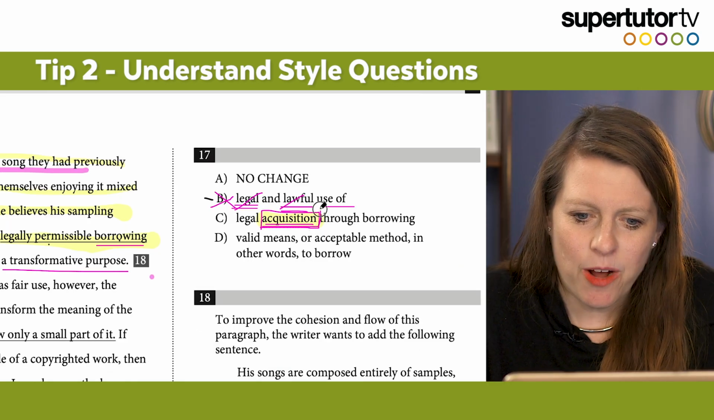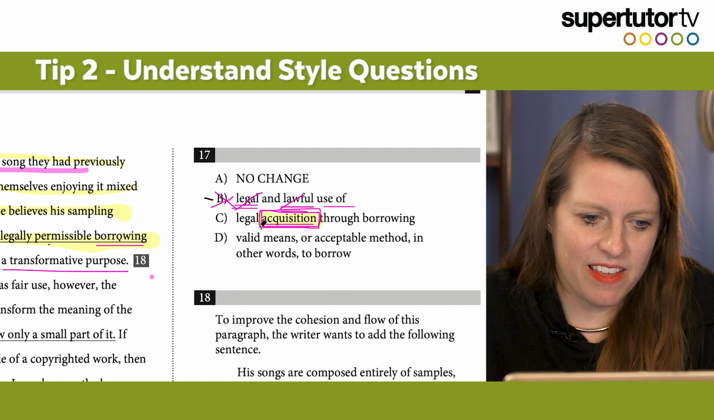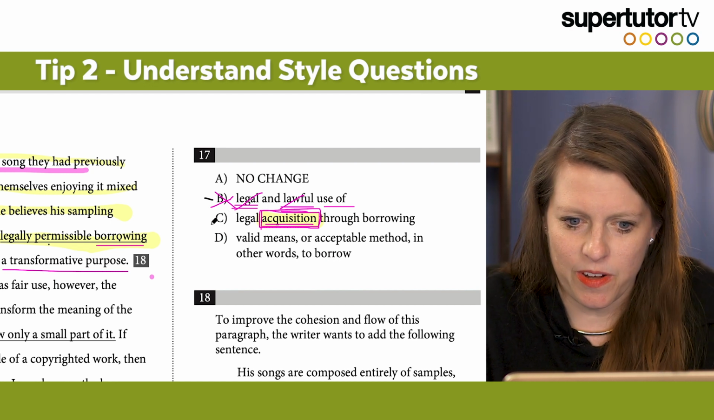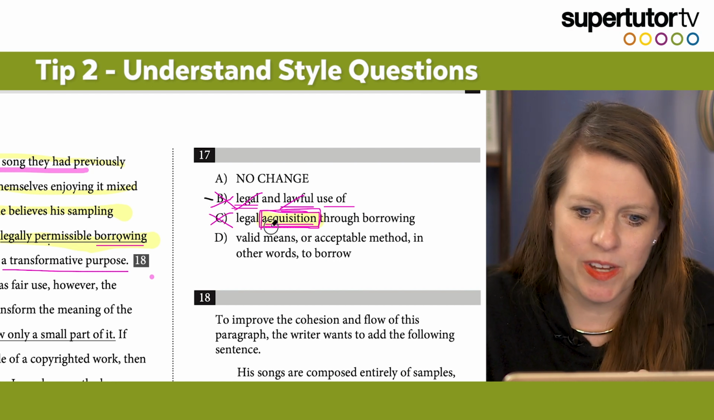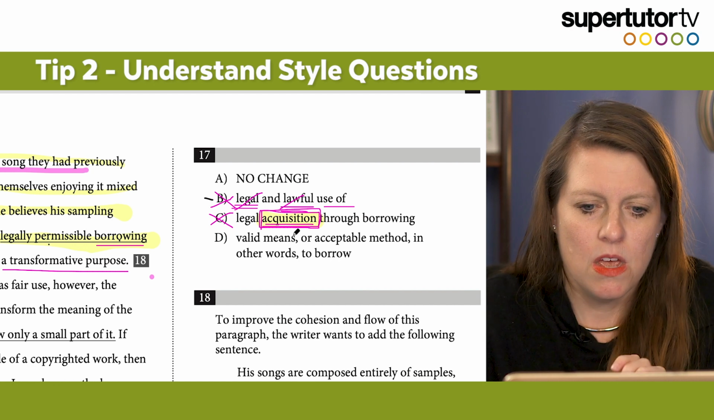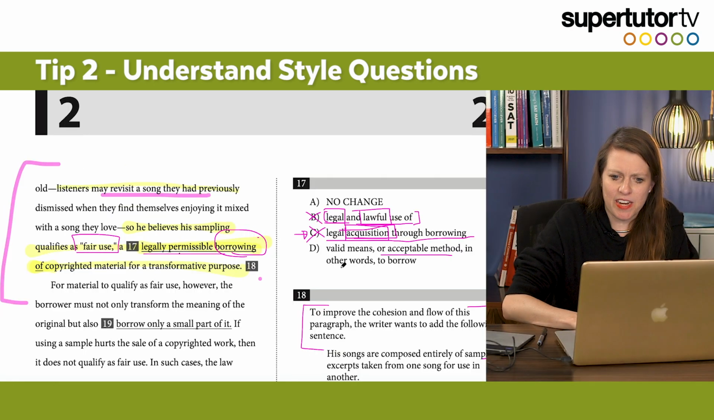So acquisition would mean owning it. I'm not owning anything. He's not owning anything. That doesn't work, okay? So legal acquisition doesn't work because of the precision of the word, right? And then we have valid means or acceptable method, in other words, to borrow. And this is just super wordy, right? I think you all know that that one's wordy. Valid means or acceptable method. These are both the same idea, right? So the answer is A.